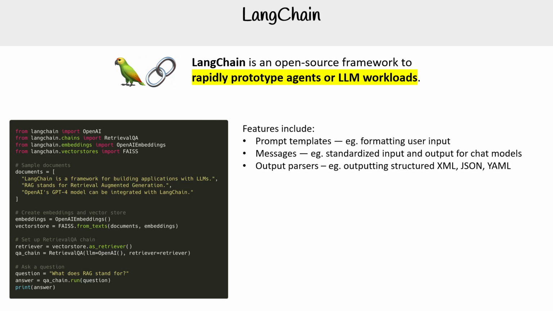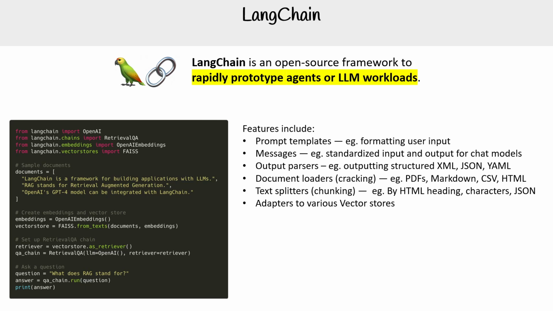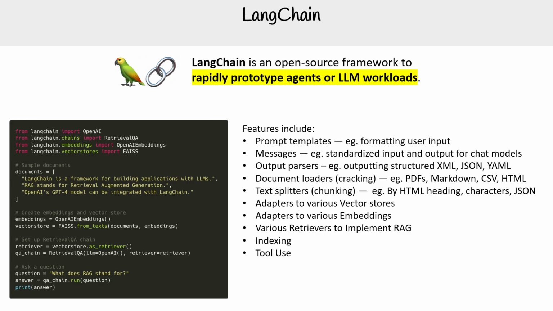Features include prompt templates, messages, output parsers, document loaders, text splitters, adapters of various vector stores, adapters of various embeddings, various retrievers to implement RAG, indexing, tool use, support to work with multimodal models, agent workflows, example selector. So it has a lot of functionality built in so that you don't have to code these things yourself. You can just use the SDK and start building things and connect to many different LLMs and things like that. This was very popular for quite a while.